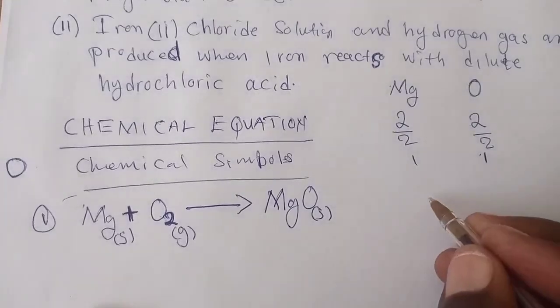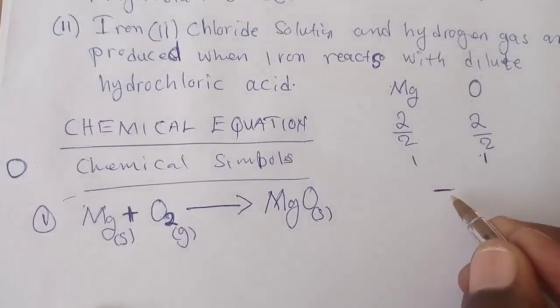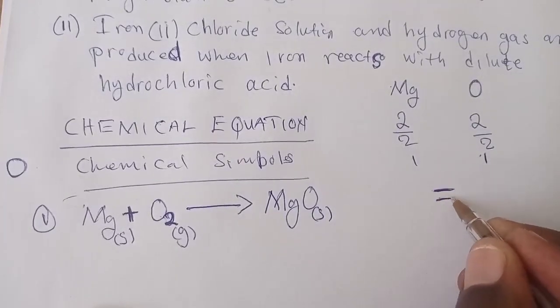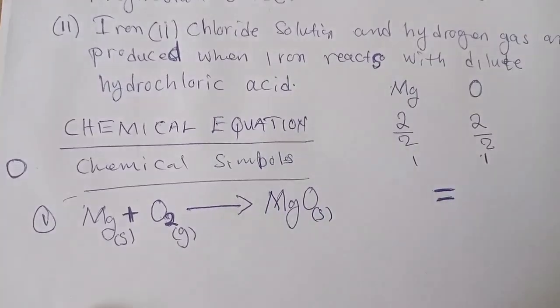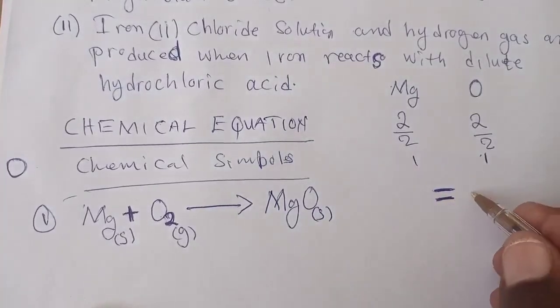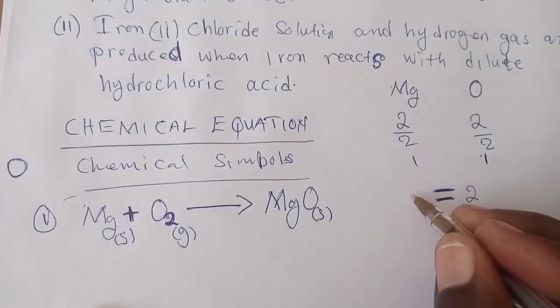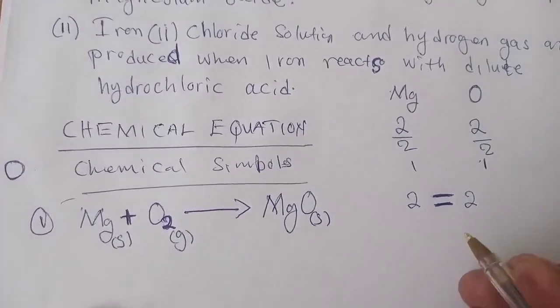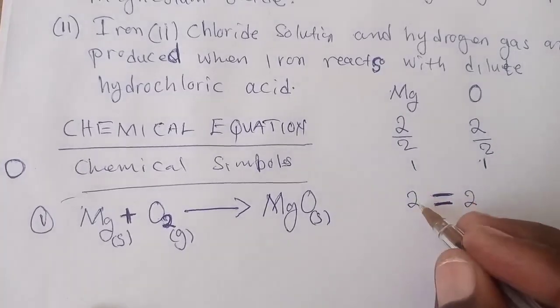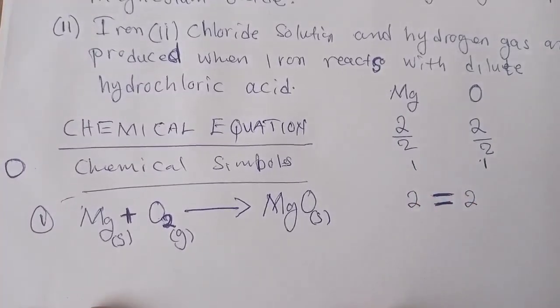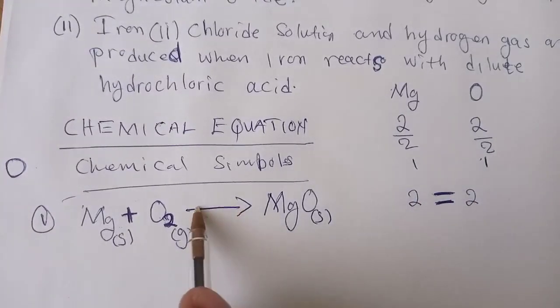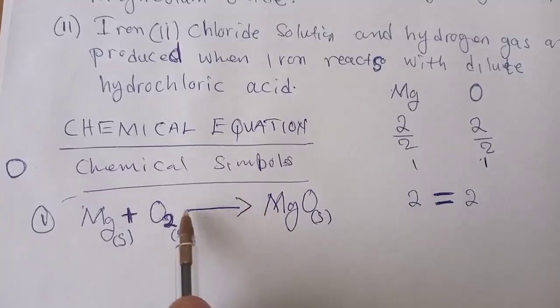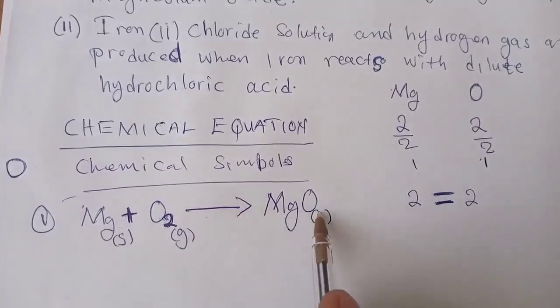An equation comes from the concept of an equal sign. An equal sign means that if here there is 2, here also must be 2. Equal. If there is 10, here also must be 10. So this is an equal sign here. Now we compare these.